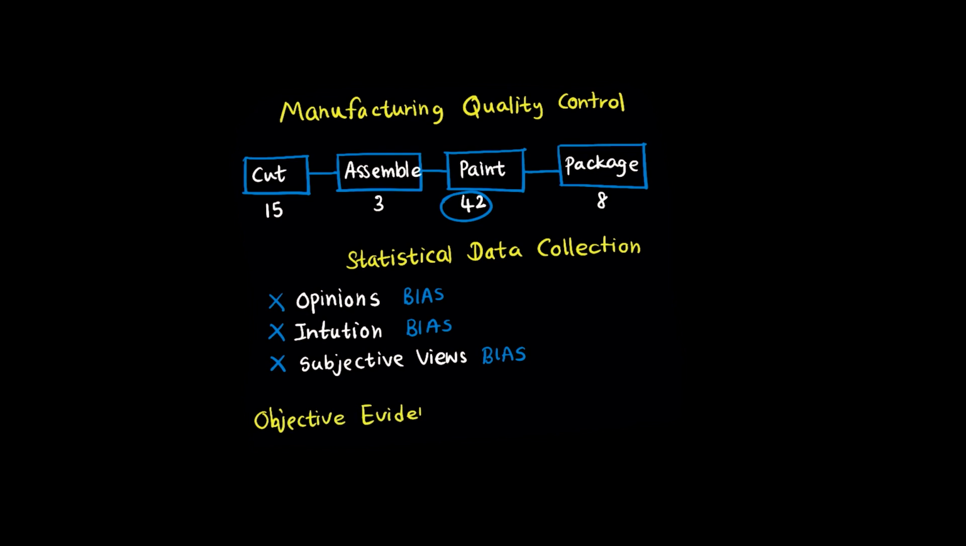We count actual defects at stage 1, 15. Stage 2, 3. Stage 3, 42. The numbers don't lie or have opinions. They reveal patterns and frequencies with mathematical precision.